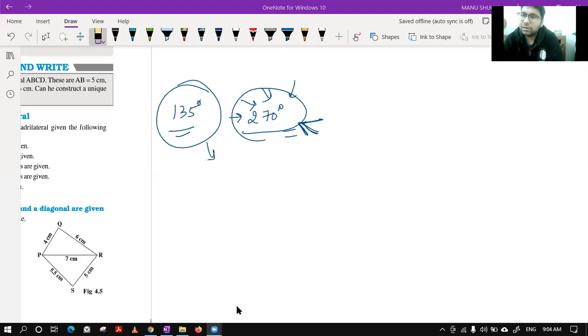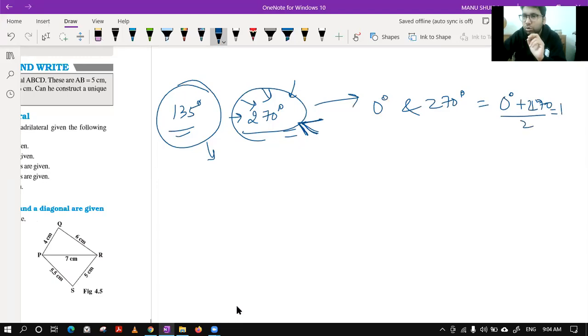I am giving you the first case, 0 degree and 270 degree. The first possible combination to get this angle is 0 degree and 270 degree. So what I can do is I can add these two and check by dividing by 2. I am getting 135 degree. So this combination is correct. I can make this 0 degree angle, I can make this 270 degree angle, and I can get this 135 easily. Now you tell me the other combinations.